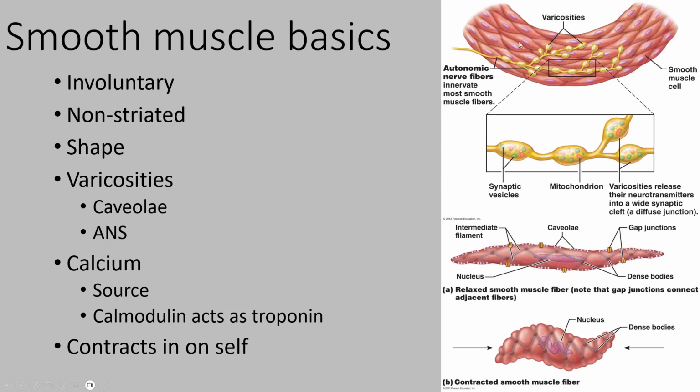But we don't have to attach to every single one of these muscle cells, because these muscle cells are joined together with gap junctions. So if we cause an action potential at one muscle cell, we can have that same thing occurring in the adjacent muscle cells because of those gap junctions.